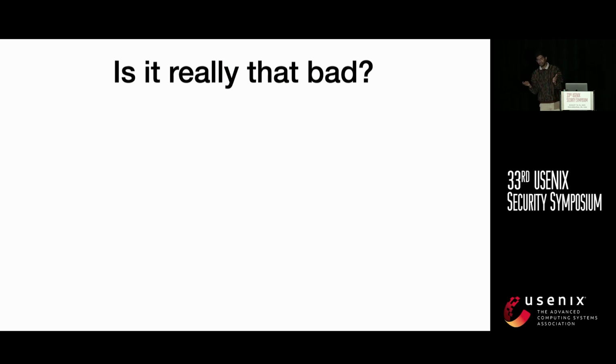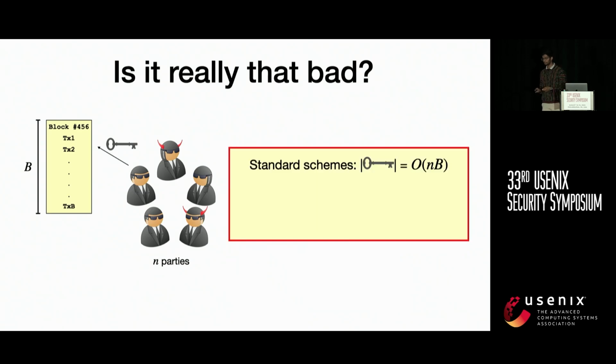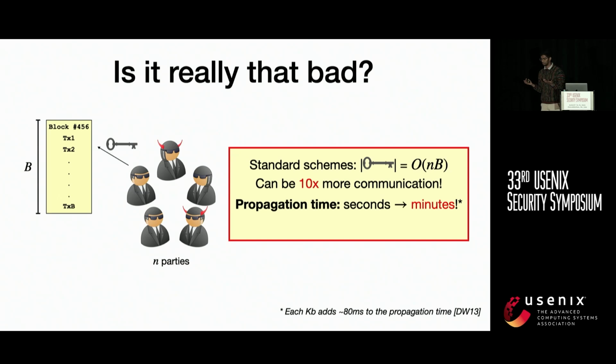So before we go ahead, I want to convince you that it's actually really bad to use off-the-shelf schemes. So imagine there's a block with B transactions, and there's N parties who have a secret shared key, and they want to decrypt this block. If you just pick up an off-the-shelf scheme like, let's say, ElGamal, the amount of communication that you're going to incur is order N times B. So each party needs to speak per transaction, roughly. And if you run some calculations, you'll see that this is actually 10 times more than the block size itself. And this is going to result in a propagation time of minutes instead of seconds. So this is just completely unacceptable if you want to run a blockchain.